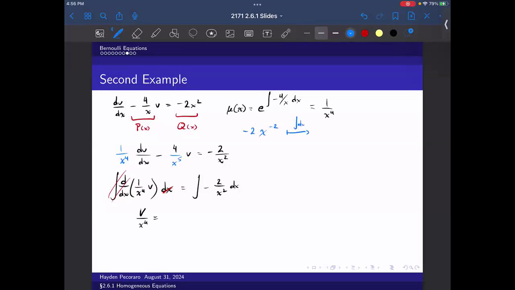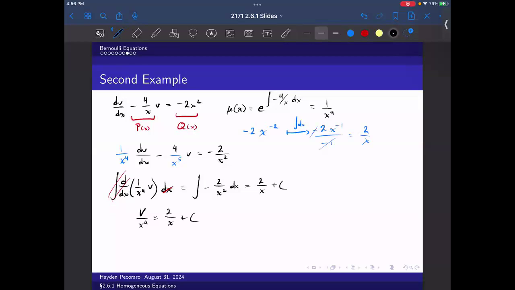We take an antiderivative. Yes, just 2 over x. This is 2x to the minus 1 over minus 1, just 2 over x. Okay, so we get 2 over x plus c there. All right, last part, multiply by that x to the 4th and substitute for y.